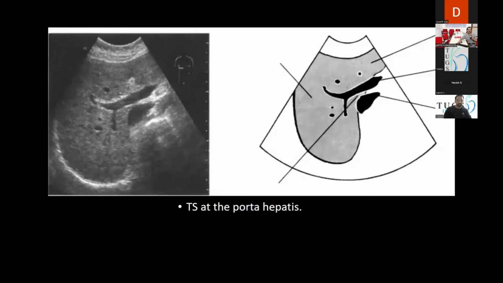Now, that's the right branch of the portal vein on ultrasound. So that's the portal vein, and behind what you see here is the cava. That's a pictorial diagram of the portal vein and the cava. And between the portal vein and the cava is where the caudate lobe would lie.